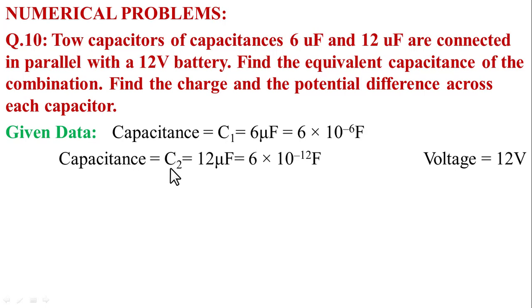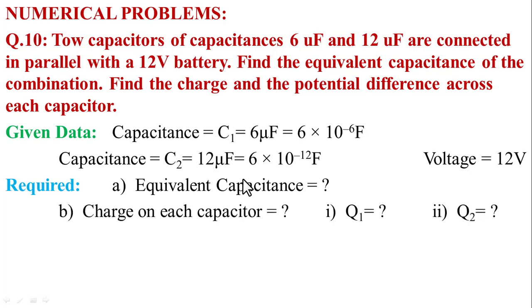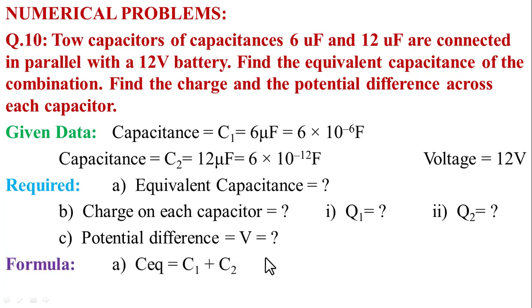And capacitance of C2 is equal to 12 microfarad. Here, same, we write not 6 but 12 multiplied by 10 raised to power minus 6 farad. So voltage V is equal to 12 volt. Now we find the equivalent capacitance, and in B part we calculate the charge on each capacitor, Q1 and Q2. Also in C part, the potential difference V. Using the formulas: for the first part, in a parallel combination C equivalent is equal to C1 plus C2, in B part Q is equal to CV, and the same formula is used for the potential difference, Q is equal to CV but rearranged.